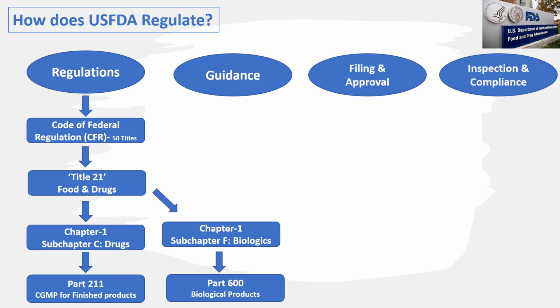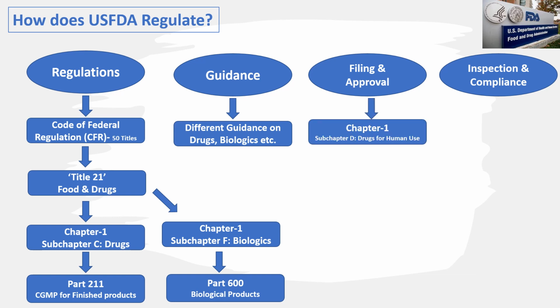There are other chapters related to medical devices, foods, or other products which are regulated by USFDA. There are different guidances available, like the guidance for out of specification, the guidance for field alert reporting, and different guidances for process validation, etc. These guidances have to be followed to ensure compliance.